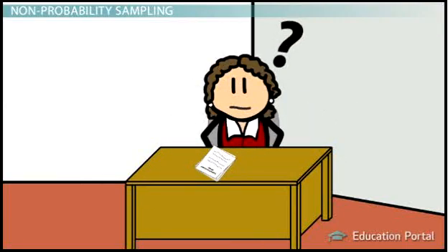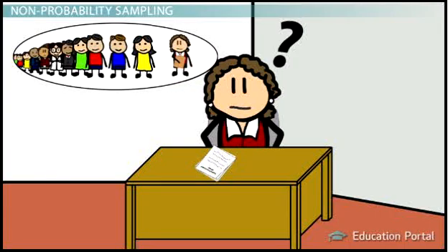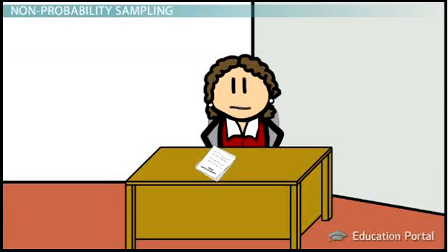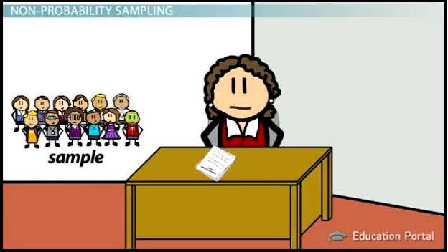She wants her research to say something about adults over age 18 in the United States, but it wouldn't be possible for her to give the survey to every American adult. That would take forever. So Kiera needs to develop a sample, or group of subjects. This is done through a process called sampling.